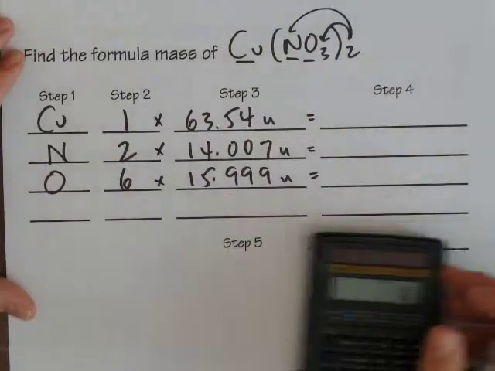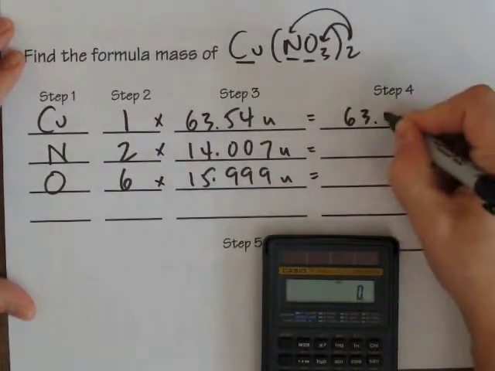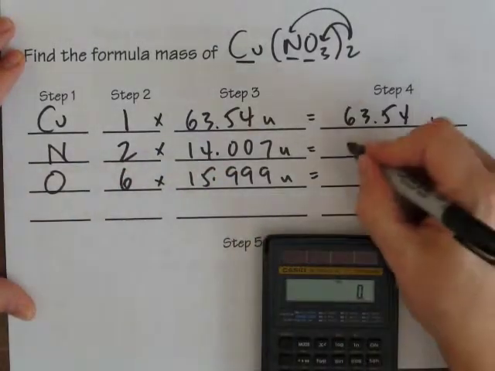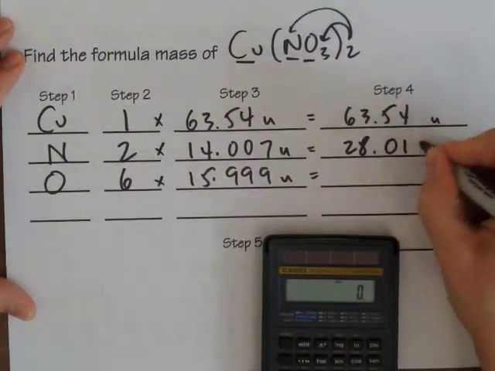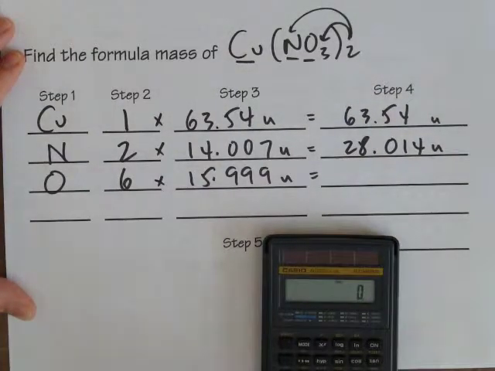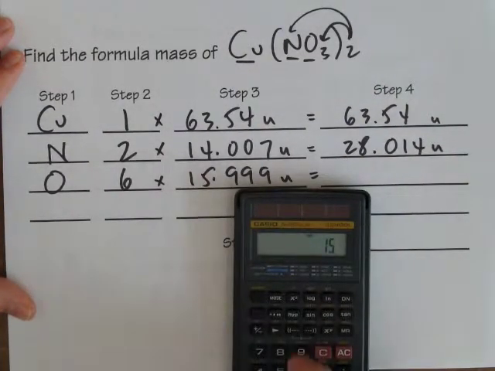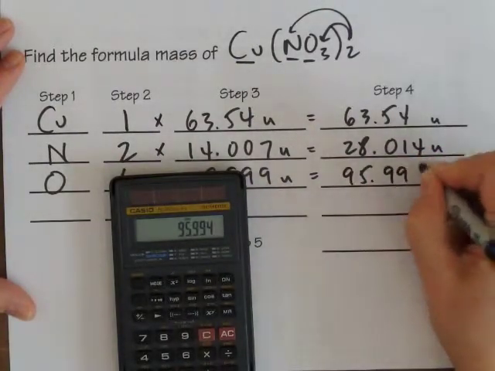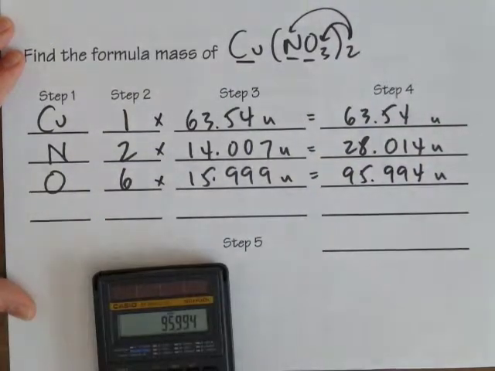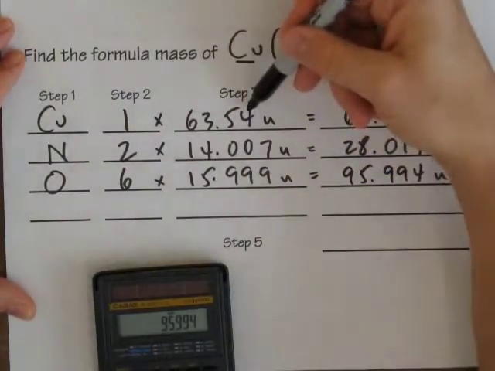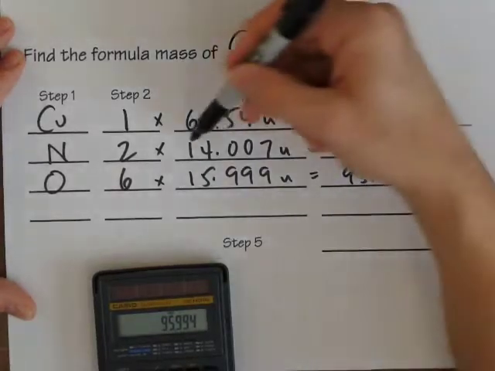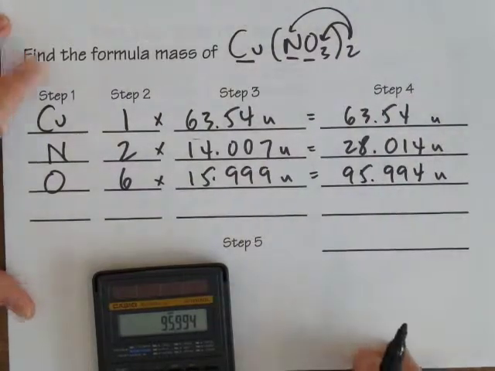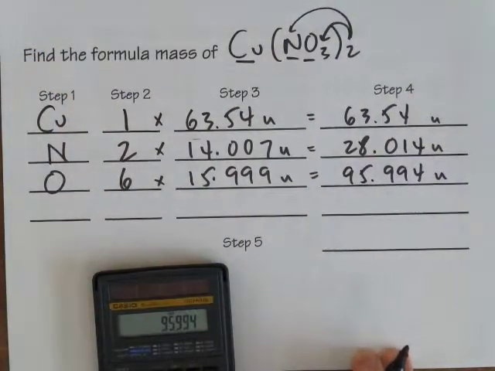Now the first one, of course, is easy because it's just 63.54 units. The next one will multiply 2 times that, 28.014 atomic mass units, and 6 times 15.999 equals 95.994 atomic mass units. I'm checking my significant figures. There were 4 significant figures here, 4 in my answer, 5 here, 5 in my answer, 5 here, 5 in my answer, and the counted quantities don't contribute significant figures.